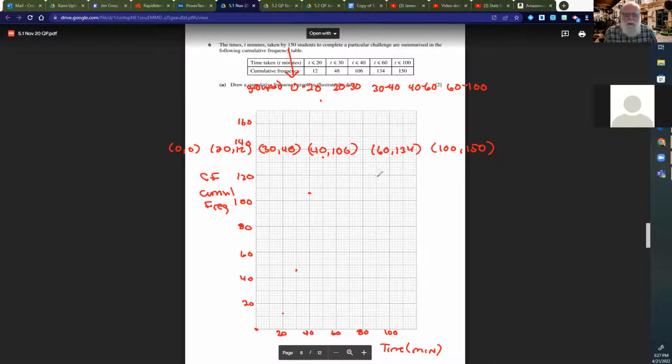And then 100. And then 150, right? Oh, wait, did I not do 60? I screwed this up somehow. I did screw this up. Hang on. This point is actually going to be 160. So this is going to be 60 and then 134. So that's going to be closer to that. And then 100, 150. It's going to be like that.